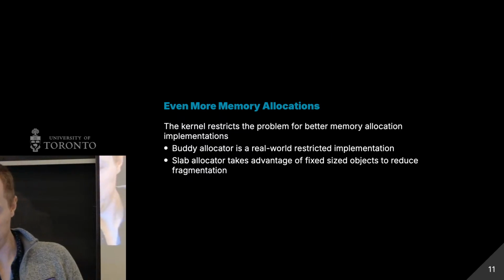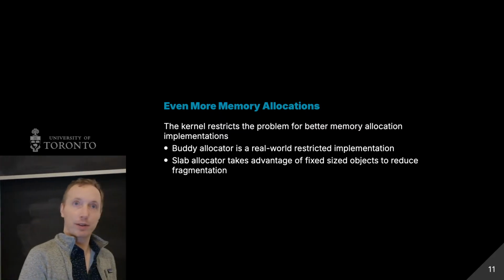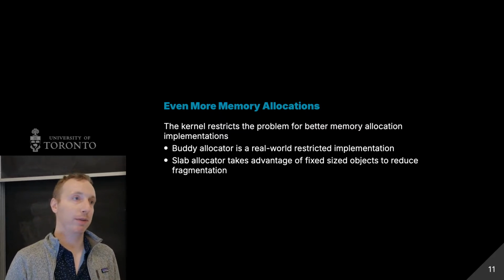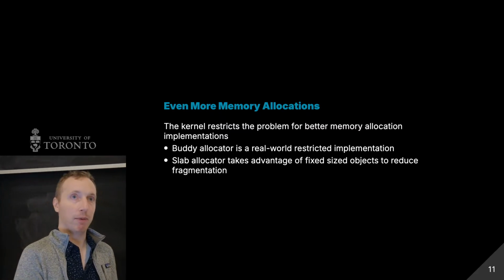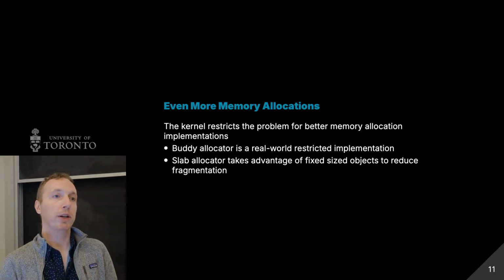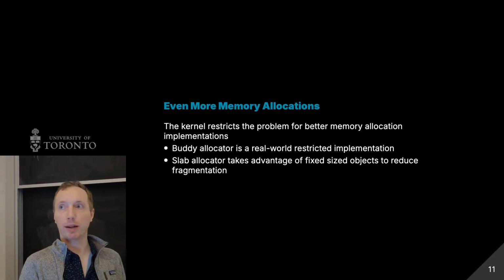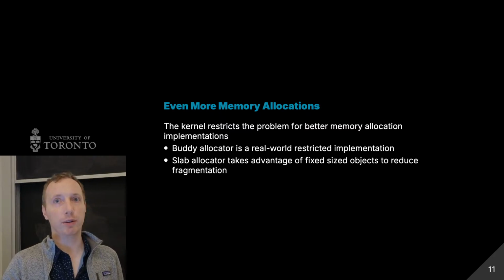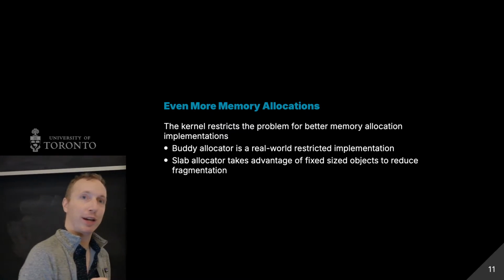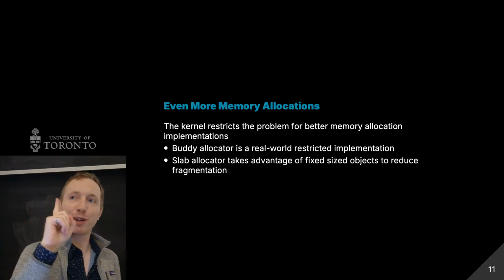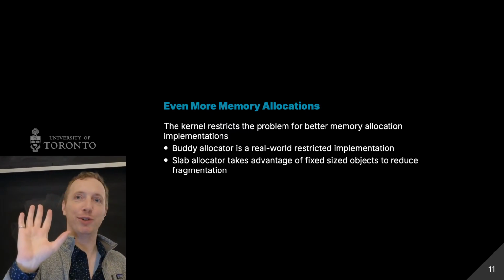All right, sweet, record. So even more memory allocation. The kernel restricts the problem for better memory allocation implementations. You can restrict it by doing powers of 2, which would lead to something like the buddy allocator, or you could restrict it so that you only deal with allocations of the exact same size. That means you can use something like a slab allocator, which, guess what, you're using for lab 6. So continue working on lab 6, and I will be around for any questions. But we're almost done. One more lecture of content, and then review, then exam, and hopefully we will all do fantastically.